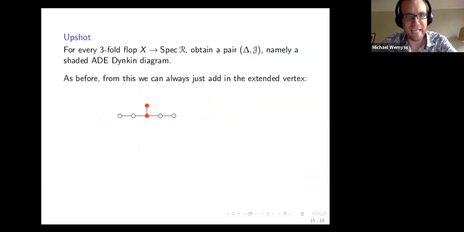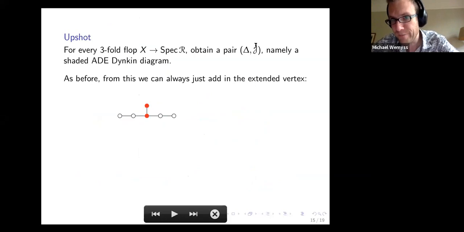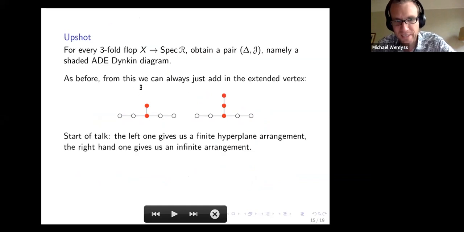So next slide. The upshot is, to every flopping contraction, we get a Dynkin diagram with some choice of nodes. So it's a pair: Dynkin diagram, choice of nodes. And as before, we can do this formal thing that, for example, if we had E6 with these two nodes, we can just stick in the extended vertex. We did that before. We were just allowed to do that. And so the start of the talk, the left-hand one gives us a finite thing, and the middle of the talk is that this gives us an infinite thing.